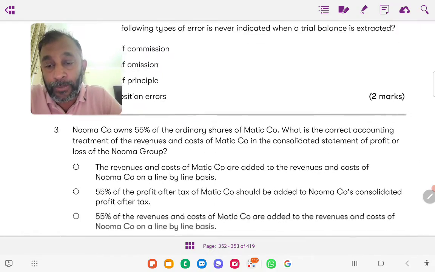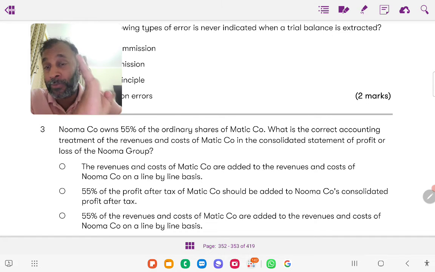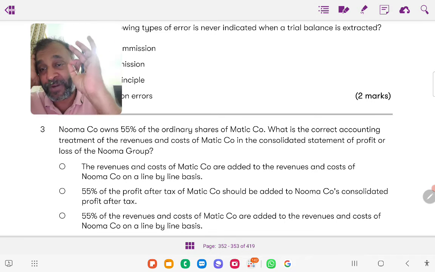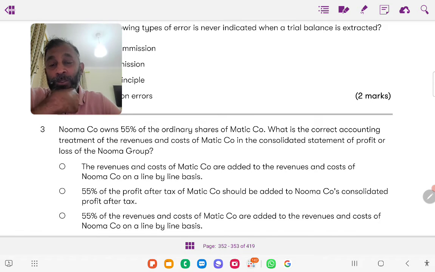The third one now. N company owns 55% of the ordinary shares of M company. This is something to do with consolidation. IAS 27, 28, IFRS 3, IFRS 10, IFRS 13 and IFRS 11. These are the relevant accounting standards that you have to look into when approaching such a question. But at F3 level, or financial accounting level, it won't be that complicated though. What is the correct accounting treatment?